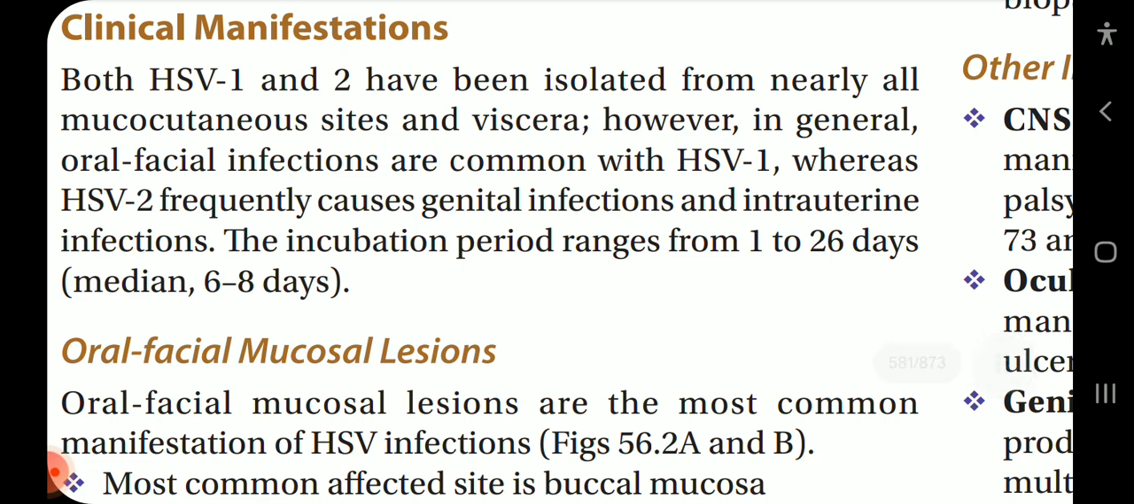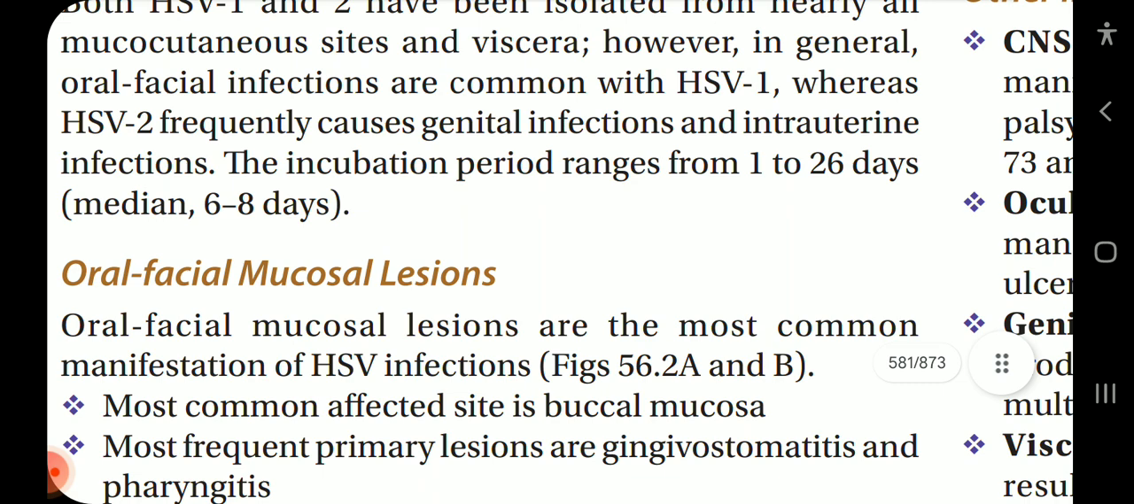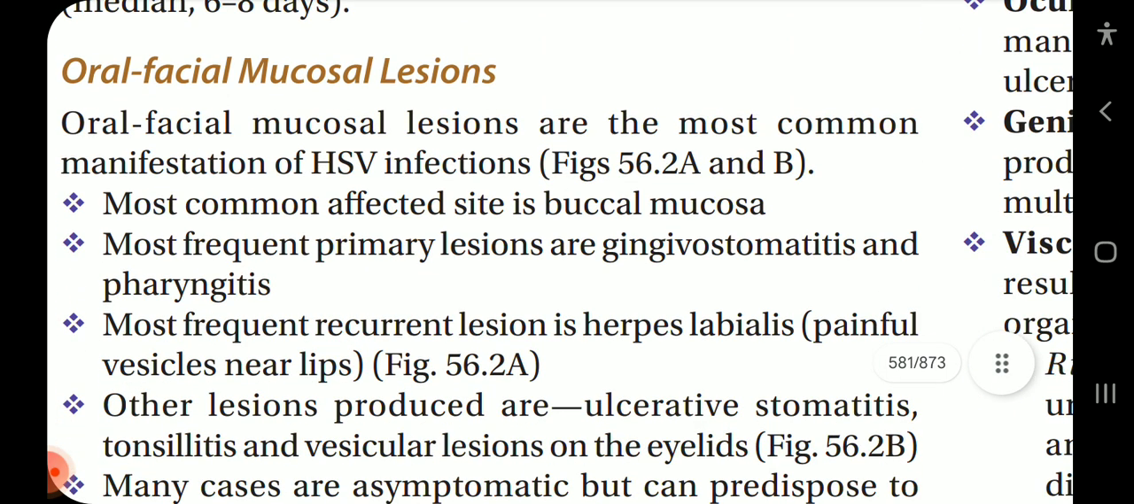Clinical manifestation. Both HSV1 and 2 have been isolated from nearly all mucocutaneous sites and viscera. However, in general, orofacial infections are common with HSV1, whereas HSV2 frequently causes genital infections and intrauterine infections. The incubation period ranges from 1 to 26 days, median 6 to 8 days.